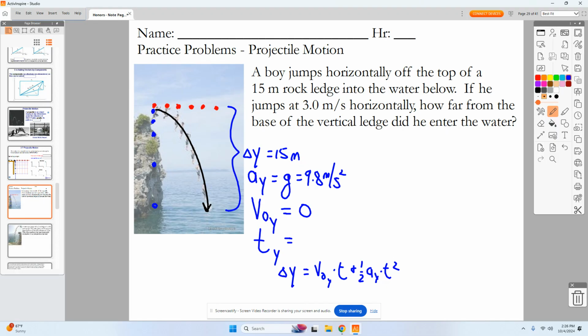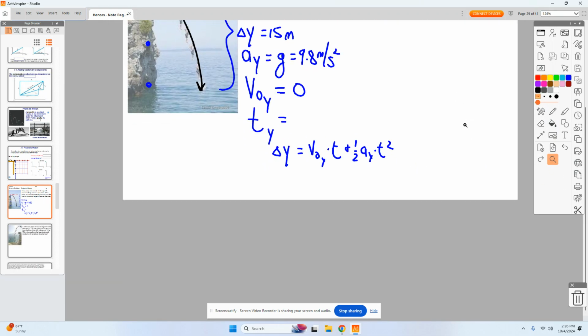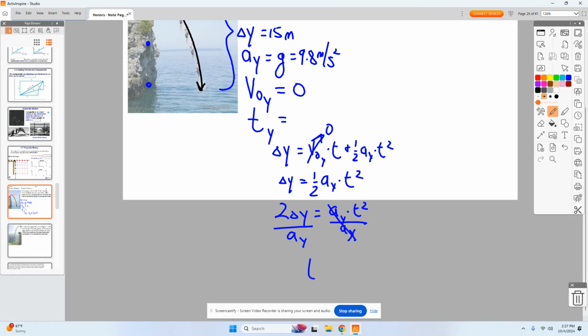Now when I go to write that, one of those terms is 0, so I don't even need to write it. I might just say delta y is just 1/2 a times t squared, because this term here is 0 for this problem. So it just becomes delta y is 1/2 a t squared, and then solve that for t. I'm going to multiply both sides by 2, and then I'm going to divide both sides by a sub y. And when I'm done, I get an equation that looks like this.